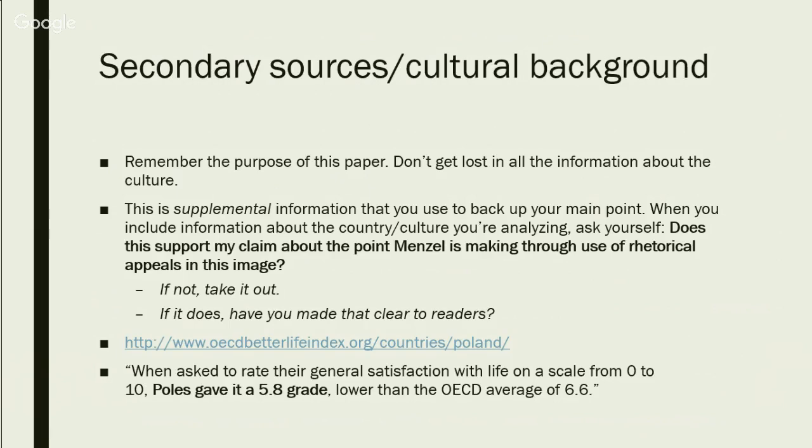When you include information about the country or culture you're analyzing, you should ask yourself, does this support my claim about the point Menzel is making through the use of rhetorical appeals in this image? So if you're saying he is making a point about globalization, he is making a point about culture, he is making a point about isolation, he is making a point about nutrition transition, right? You have to make sure that the information on the cultural background and on the secondary sources, that contextual information that you bring in, helps you make that point. If it doesn't help you make that point, take it out.